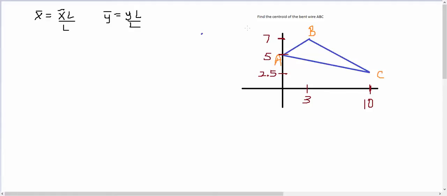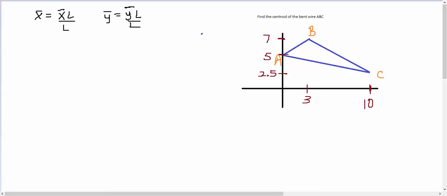Find the centroid of the bent wire ABC. So here we would need to use the equations x bar equals x̃L over L and y bar equals ỹL over L. Now to find L, L simply is the perimeter of the figure, which is the sum of all the sides.